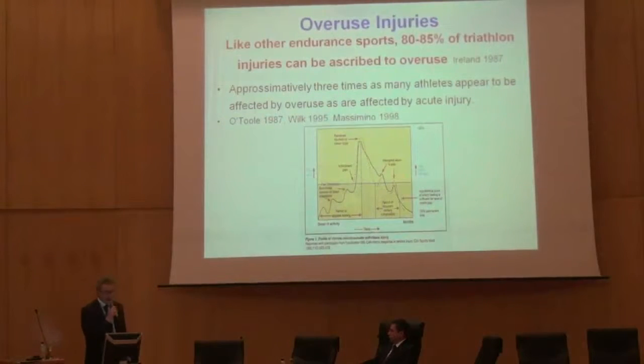Like other endurance sports, particularly running, 80-85% of triathlon injuries can be ascribed to overuse. And we know that approximately 3 times as many athletes are affected by overuse as are affected by acute injury. This is a mechanism where there is a balance between the adaptation and the damage of the muscle tendon.